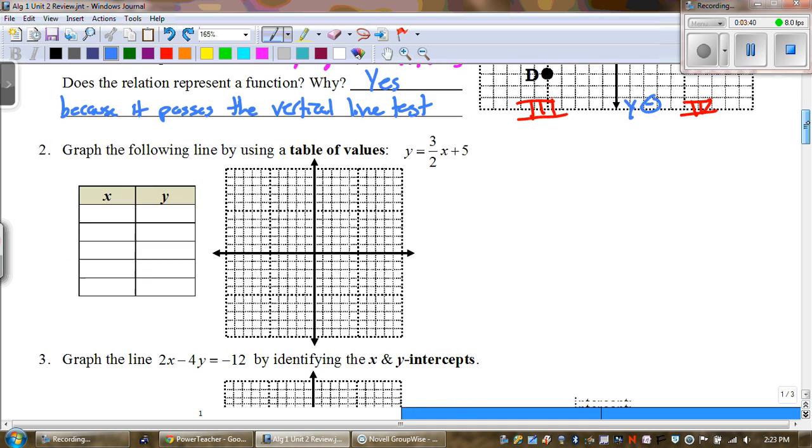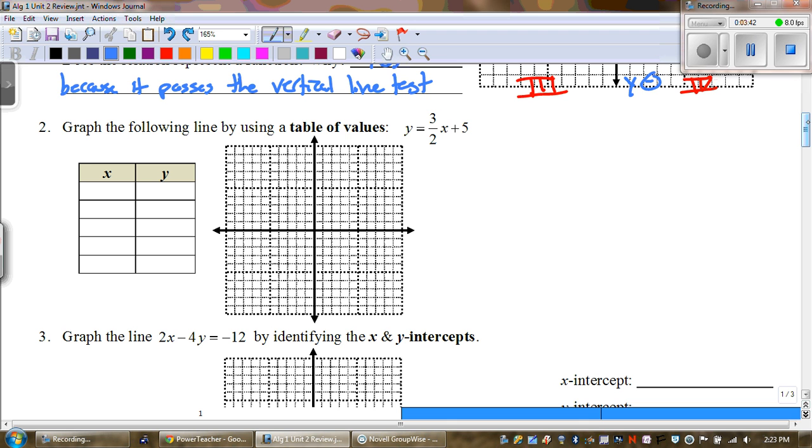Okay. Next one says graph the following line by using a table of values. So when we're creating a table of values, we need to look at what the bottom of the fraction is so we know what to count by. So this one would say that we count by 2's. So we put 0 in the middle, 2, 4, -2, -4. And we plug into 3 over 2 x plus 5.